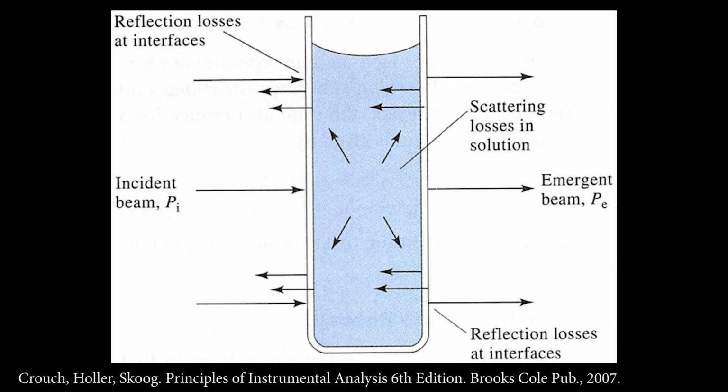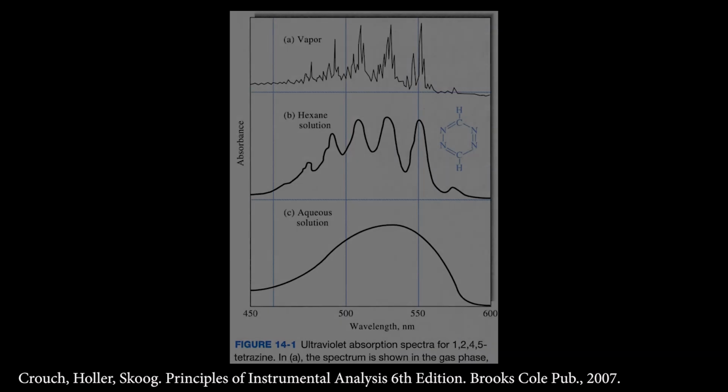Also, you're going to get a bunch of scattering. We'll talk about that more in the next movie when we learn about Raman scattering. But that's just light that is scattered in all directions and appears to be lost. It has nothing to do with absorbance. So we have to compensate for that whenever we do this with a UV-vis instrument.